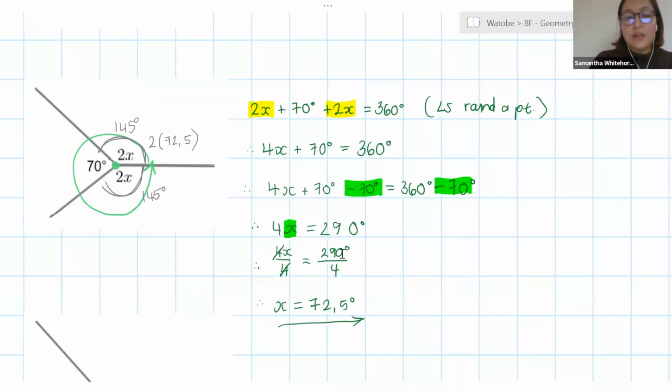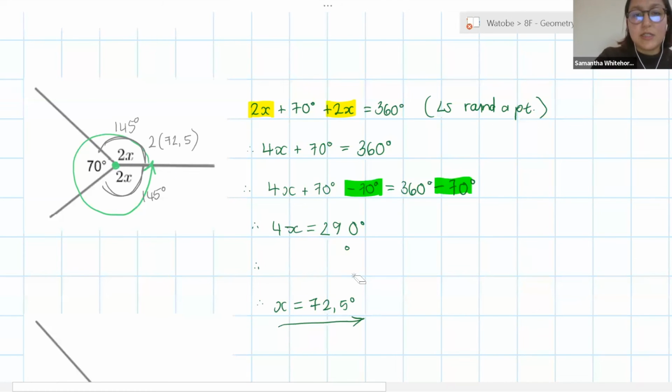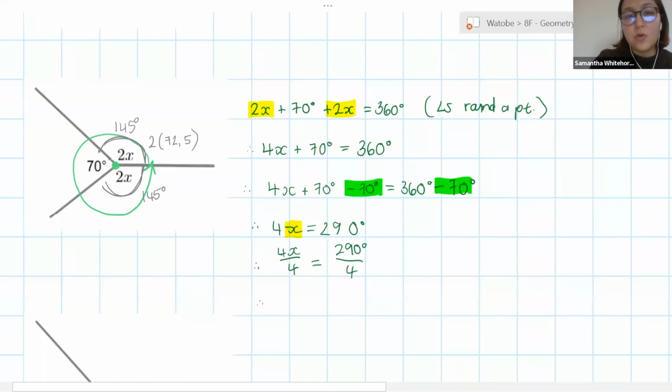Right, so from this step of 4x is equal to 290 degrees. Remember, my goal is to get x alone. So in order for me to get x alone, I have to get rid of that coefficient of 4. The only way for me to do that is to divide both sides by 4, because 4 divided by 4 essentially cancels, leaving me with the x. And then 290 divided by 4 simplifies to 72.5. Like I say, we write it as a decimal here because it's the size of the angle, so we're not going to use fractions or mixed numbers. We leave it as a decimal. The reason I divided both sides by 4 was to get my x alone.